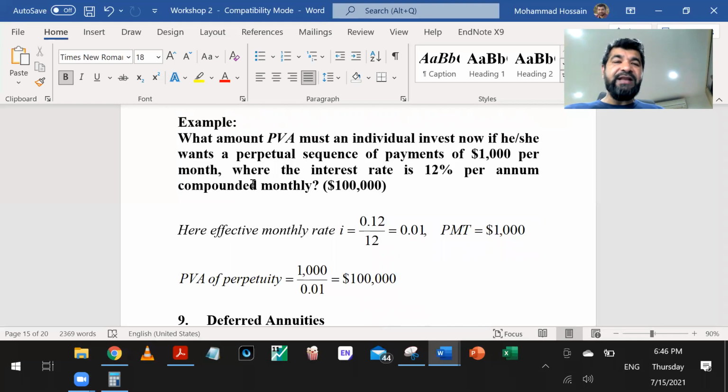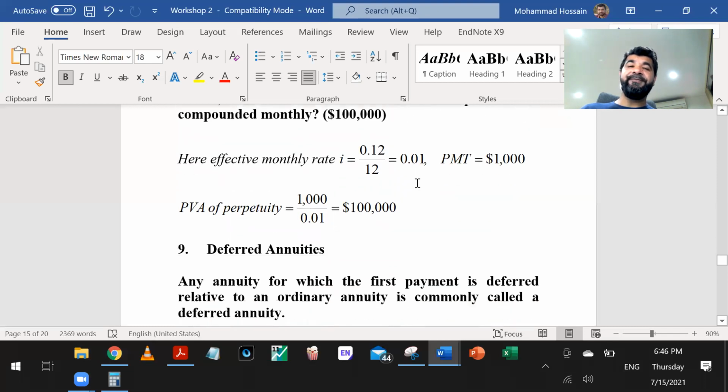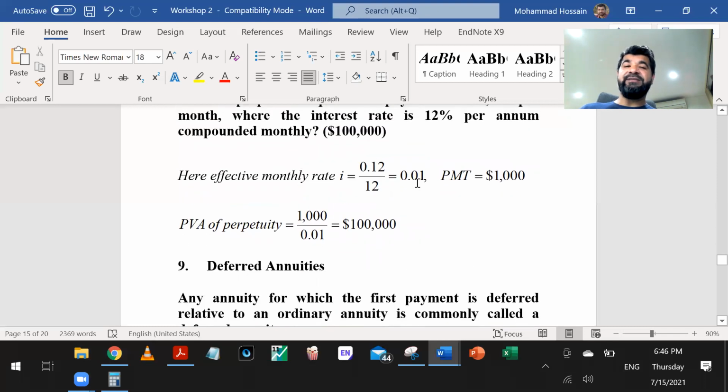Okay. He says that here the person wants to have a payment of $1,000 per month. So every month he or she wants to receive $1,000, and for how long? Infinity. Where the interest rate is 12% per annum, compounded monthly. Okay. So look, it's very straightforward and simple. Your effective monthly rate is 1%. So the payment is $1,000. The present value annuity of the perpetuity will be 1,000 divided by this.